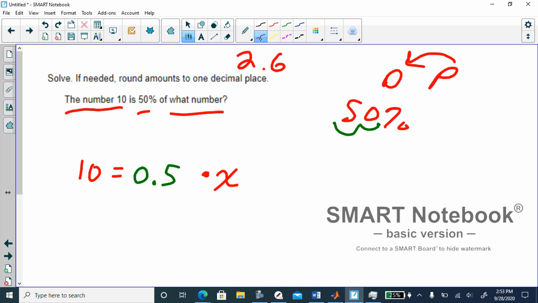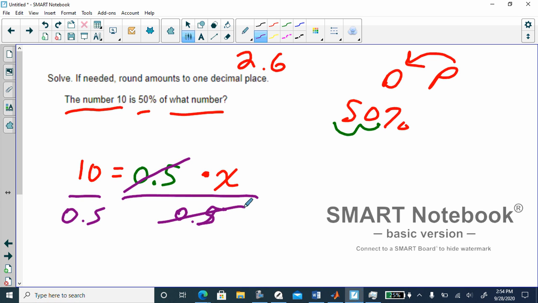And then to solve this, we need to divide to get rid of the coefficient. The opposite of multiplying, as we said, is dividing, so divide both sides by 0.5. So those cancel. That gives us x. And then we need to do 10 divided by 0.5. We can do this a couple ways. If we do it this way, 10 divided by 0.5.